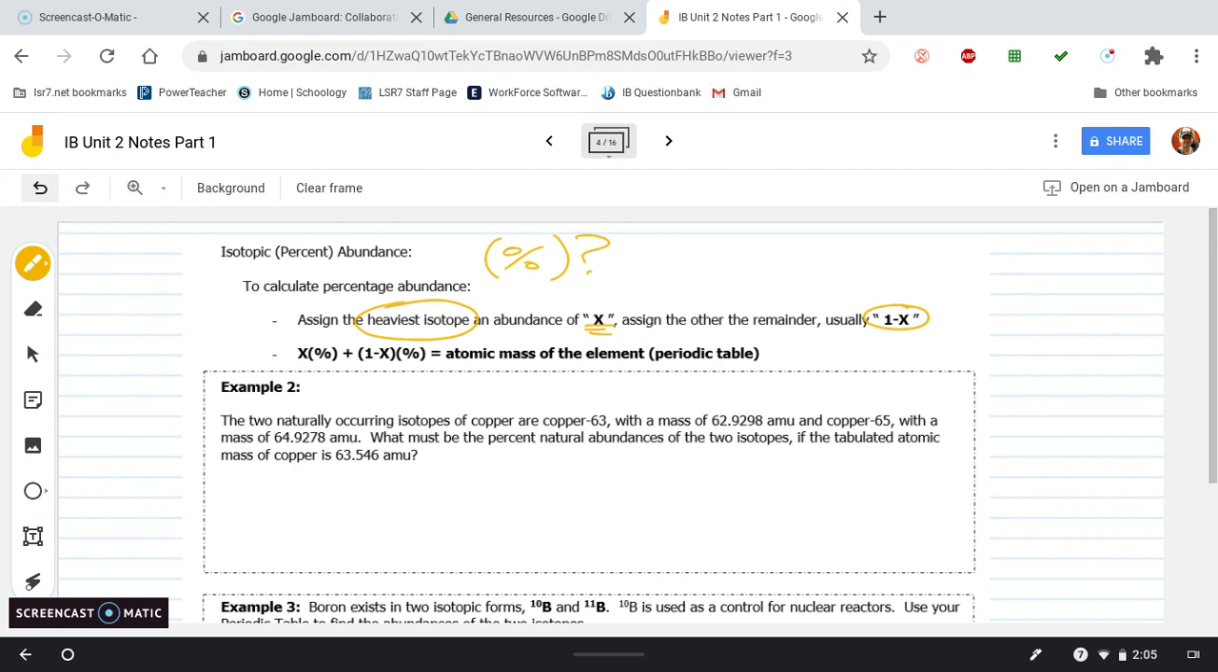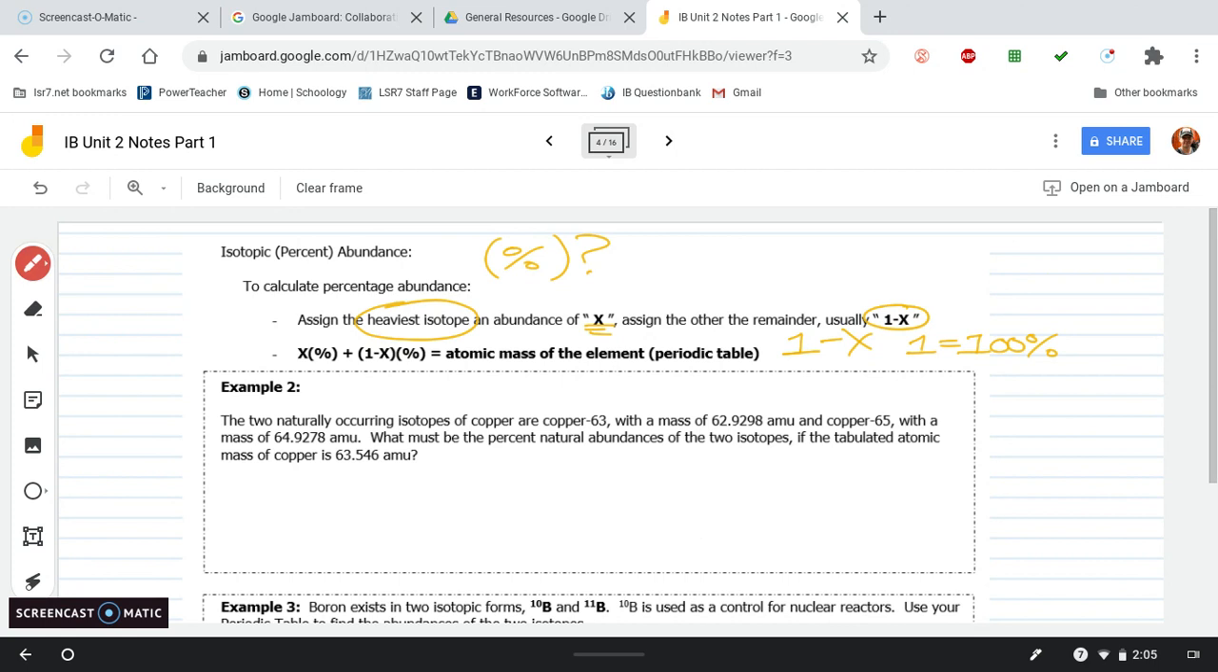And then the reason there's a 1 minus X in there is the 1 is going to represent the concept of 100%. So you're going to find that this only works if you have 2 percentages. It won't work for 3. But you only get 2 on the test, so not a big deal.